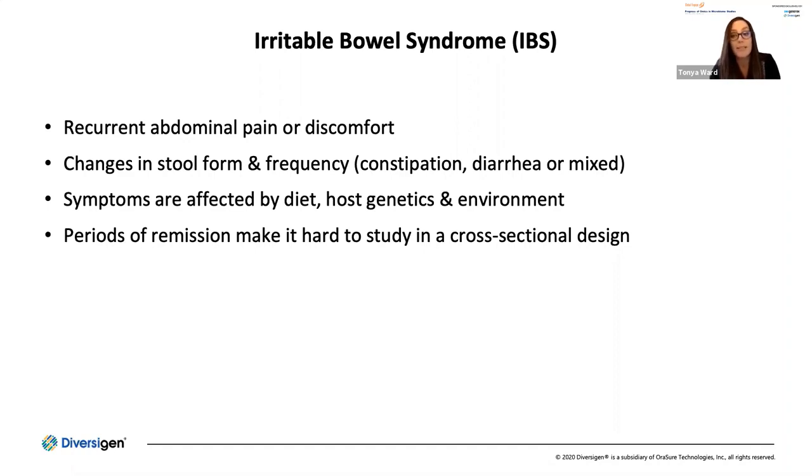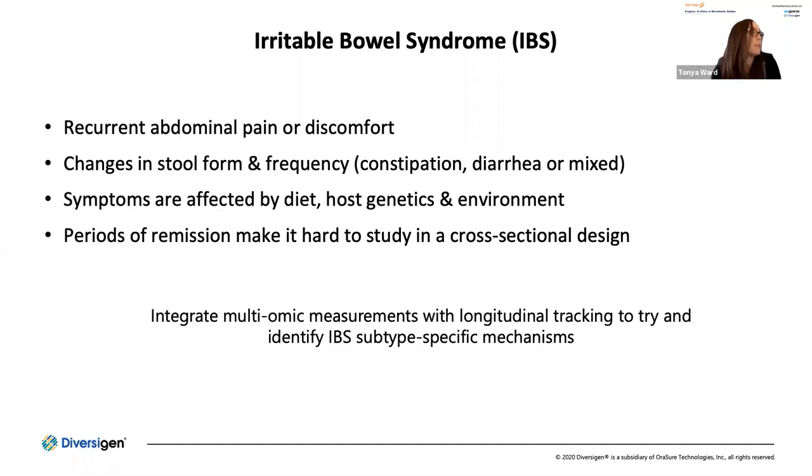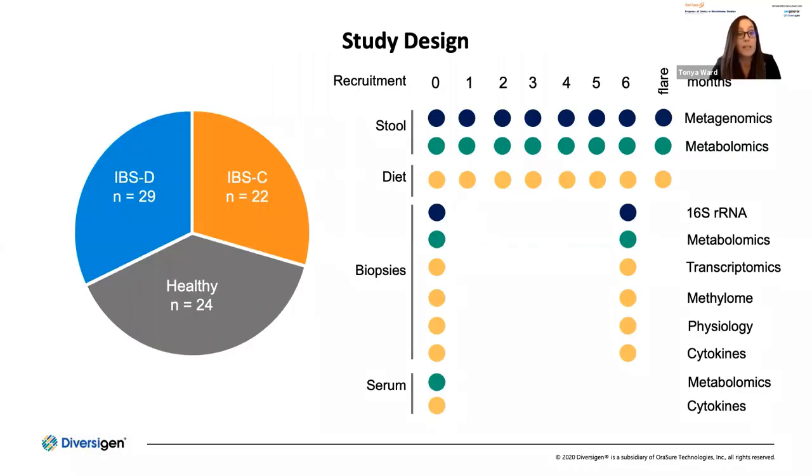Symptoms are affected by diet, host genetics, and the environment. And there are periods of remission, which can make it really hard to study in terms of a cross-sectional design because these phenotypes can be changing. So that's why we wanted to integrate multi-omic measurements with longitudinal tracking to try and identify IBS subtype specific mechanisms behind IBS. This is an overview of our study design.